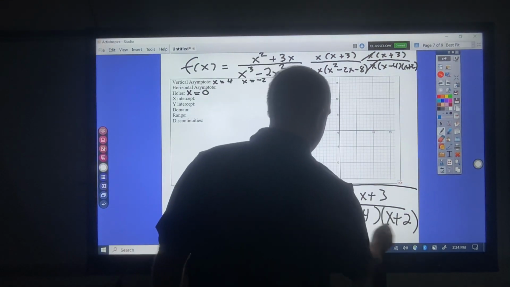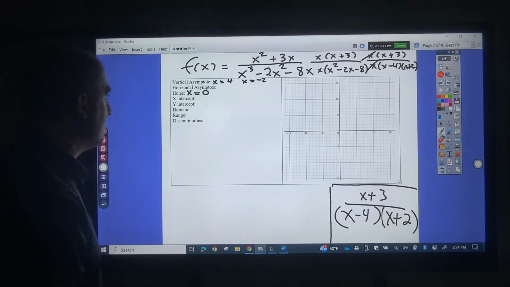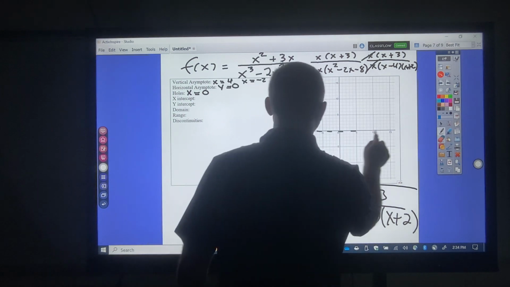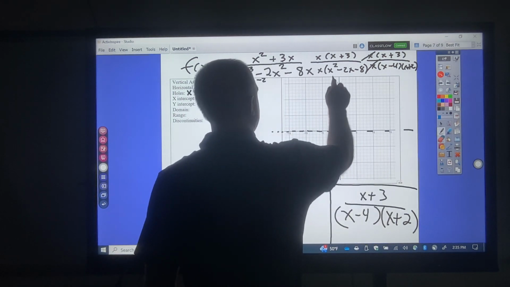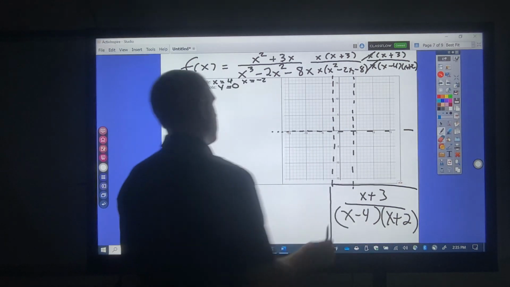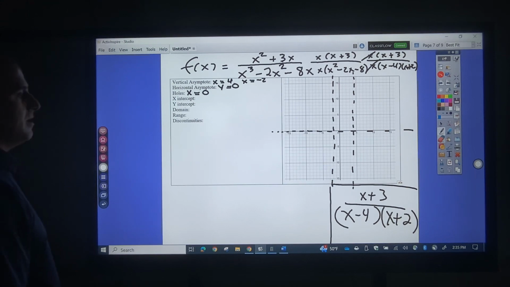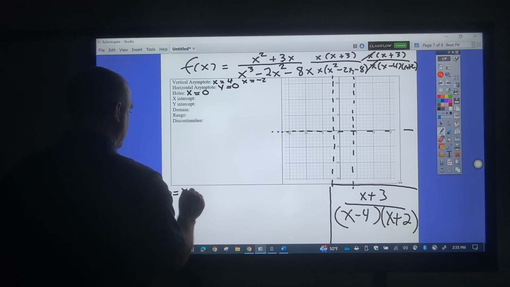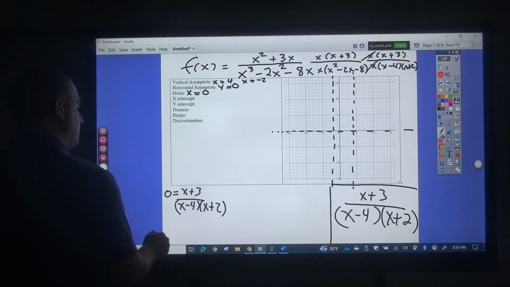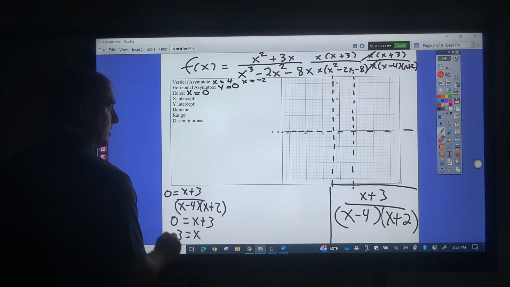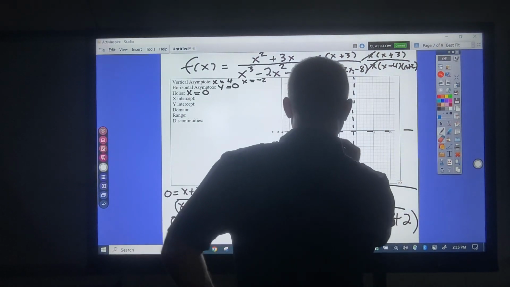The scenario I have is the denominator happens to be bigger, so my horizontal asymptote will be at y equals 0. So y equals 0, x equals -2, x equals 4. My x-intercept: I put 0 equals (x plus 3) over (x minus 4)(x plus 2). I cross multiply that up, that's 0 equals x plus 3. Solve for x, I get x equals negative 3. So my x-intercept's at negative 3.